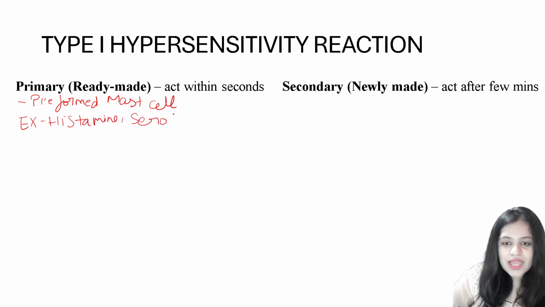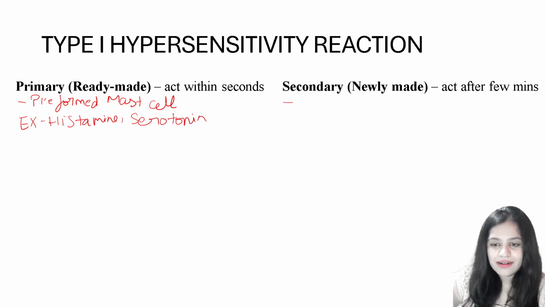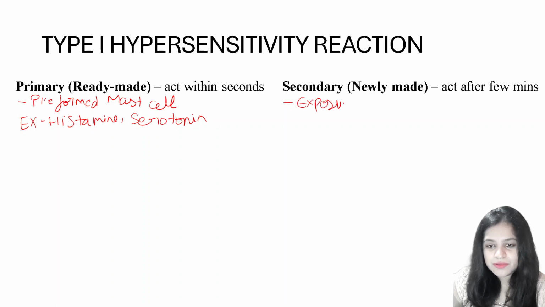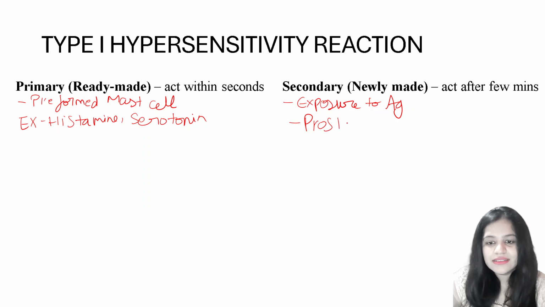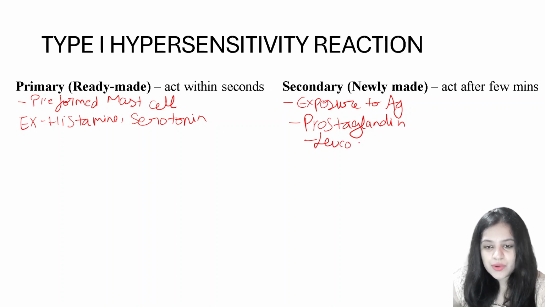Okay? Now comes your secondary or newly made. They are made after exposure to, or when it gets triggered by, your antigen. Example, prostaglandin. It can be your prostaglandin or leukotrienes. Okay.